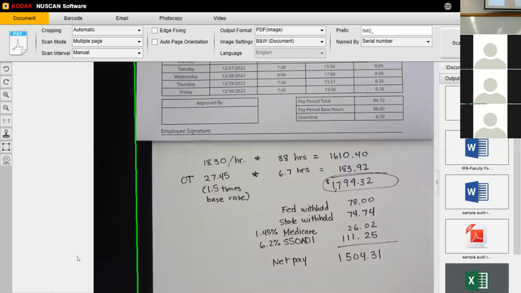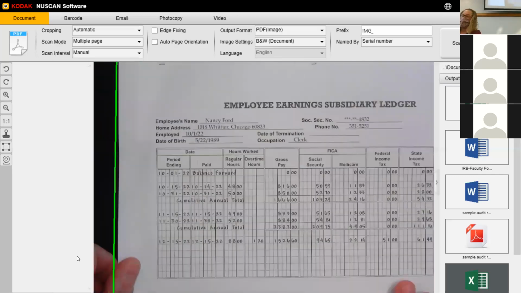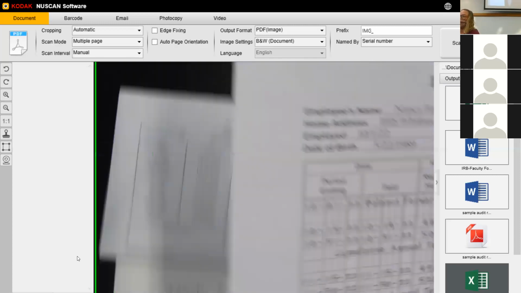So that's fine. Nancy's, okay, let's start with each of the three employee earning subsidiary ledgers, and then we'll post the totals to the payroll journal. So here's Nancy's subsidiary earnings ledger.